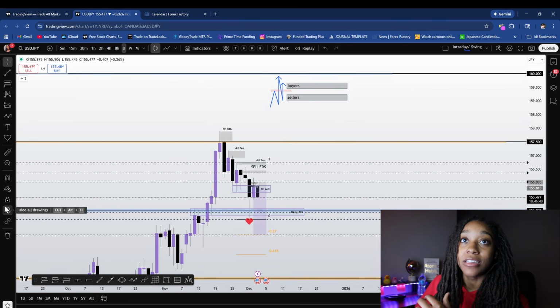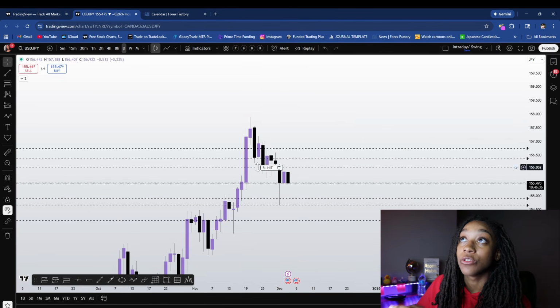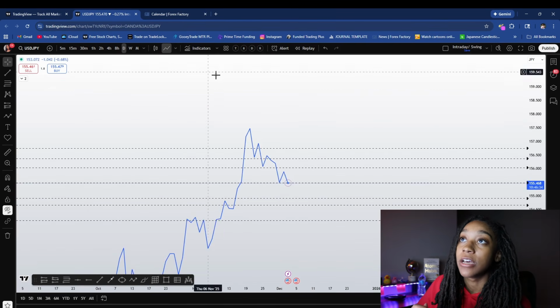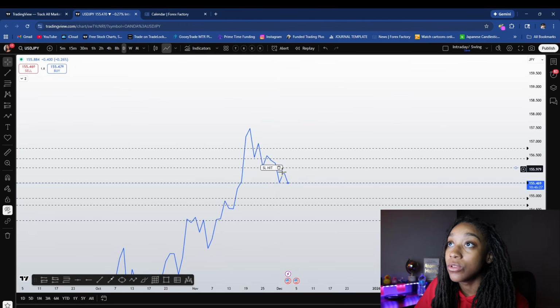While my daily has kind of shifted bearish for internal structure. So if I go to a line chart, you can see that we are making lower lows, lower highs, lower lows, lower highs, lower lows, lower highs. We're making our new lower low on the daily, which is beautiful, right?